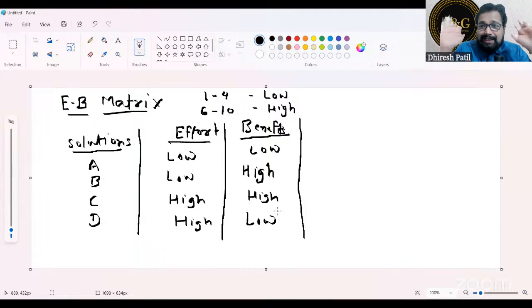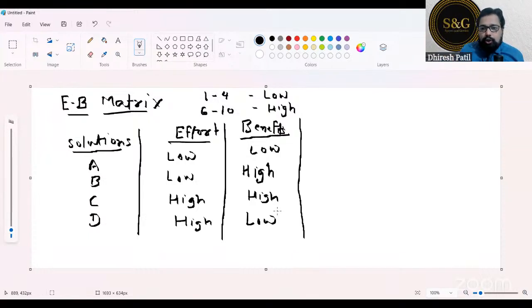What will be that criteria? Just type LL, low low, HH, high high, HL, high low. What will be the criteria? Everybody type in the chat box. 5 crore capital expenditure, automate entire process, but my rejection from 20% will come to 2%. Do you understand? It's called high effort and high benefits. Clear everybody? Super clear with these two examples.